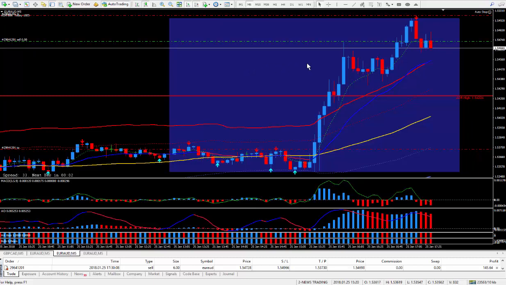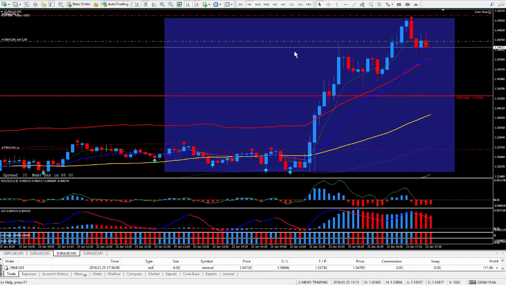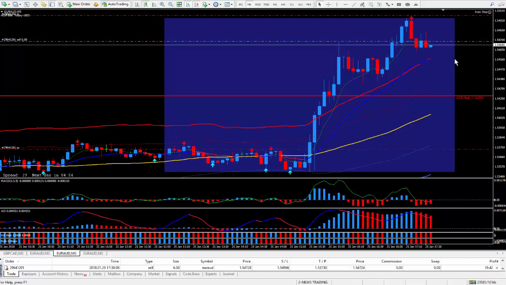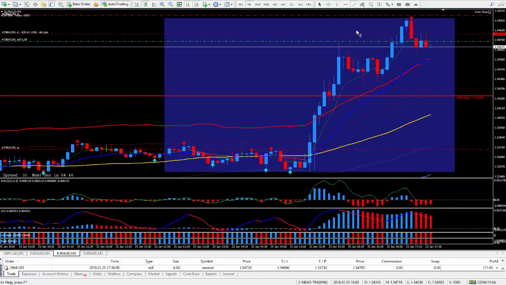If you watched the previous video, I did the Euro Aussie and I bought it as it was going up. Now I see that it's approaching the London close. I notice that the price is going up.